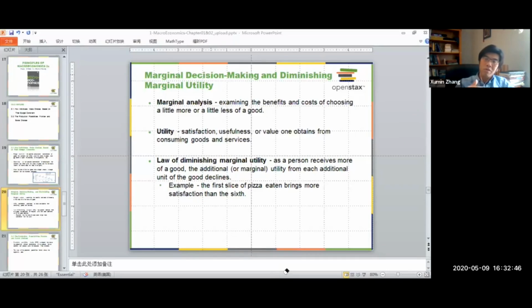You will feel bad because it's too much. Although you can still eat it, somehow your utility, your satisfaction, is at a decreasing rate. Okay, so this is what we call diminishing marginal utility. This applies to both consumption and production.